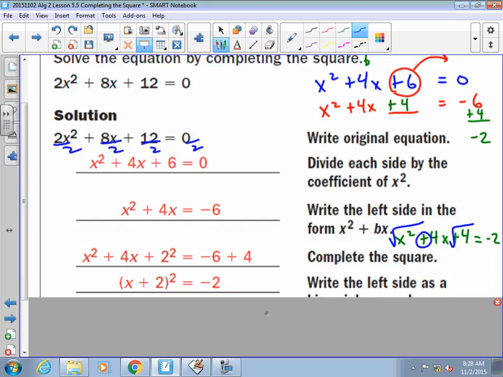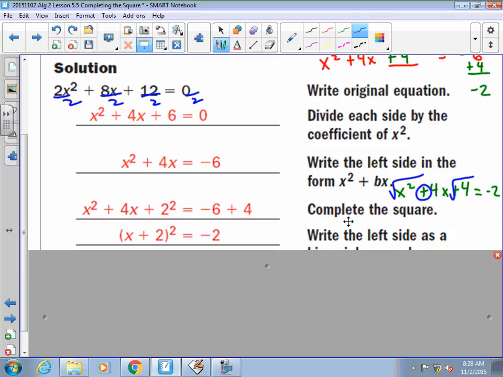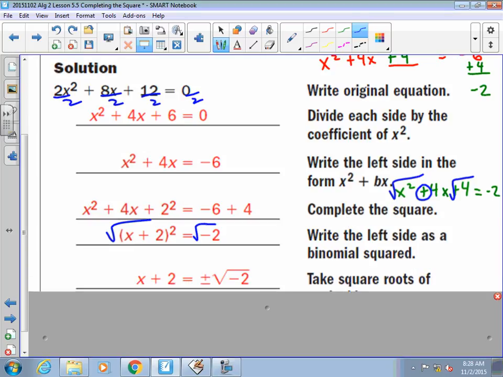So now we did just like this on bell work earlier. x plus 2 squared equals negative 2. Undo squaring something by taking the square root of both sides. So you take the whole square root there and there. And now you have x plus 2 equals both positive and negative the square root of negative 2.